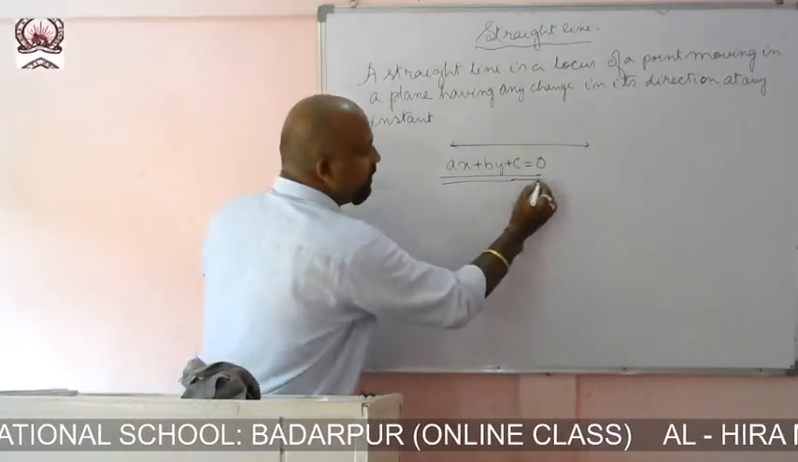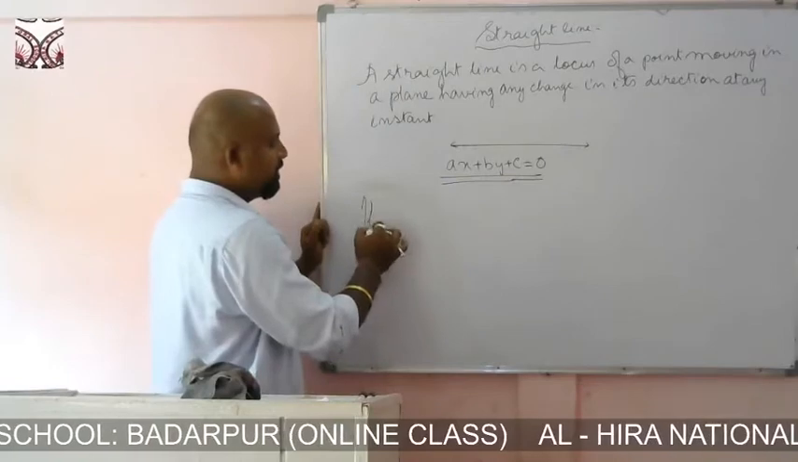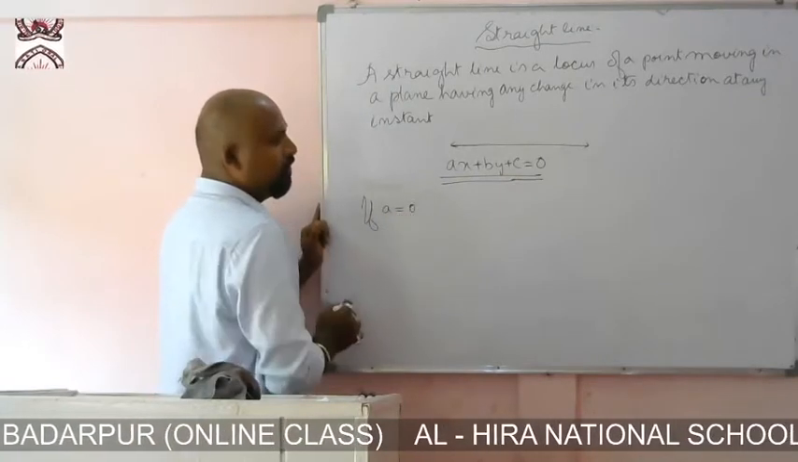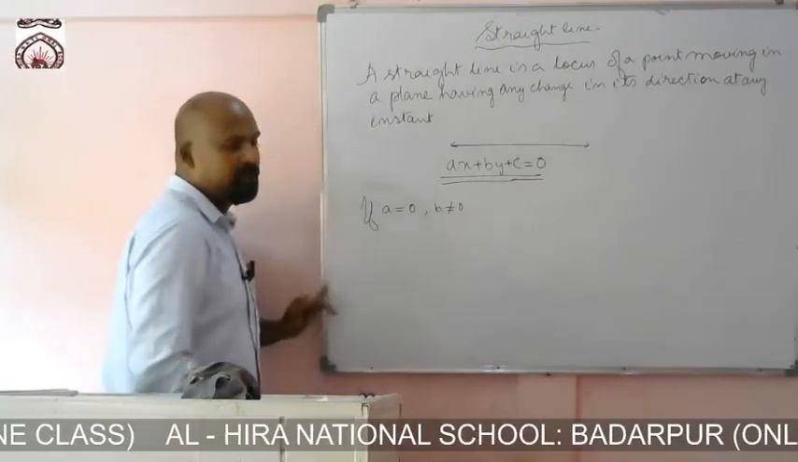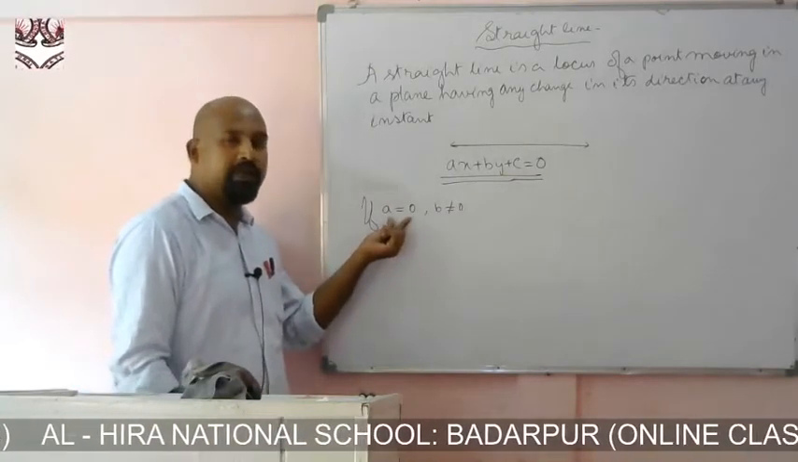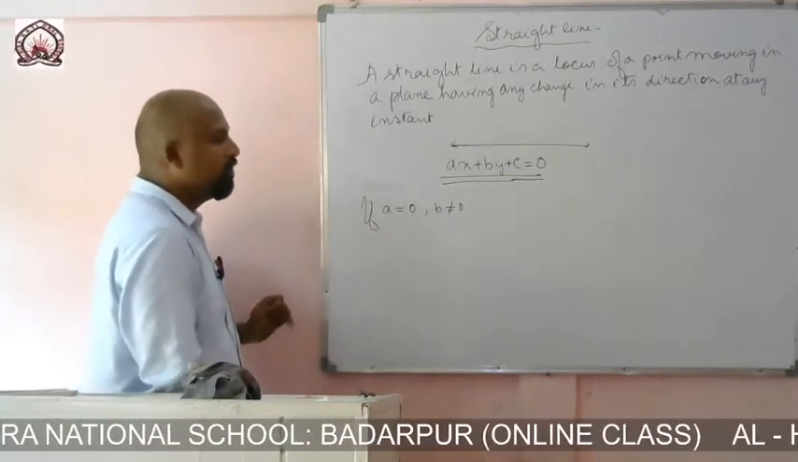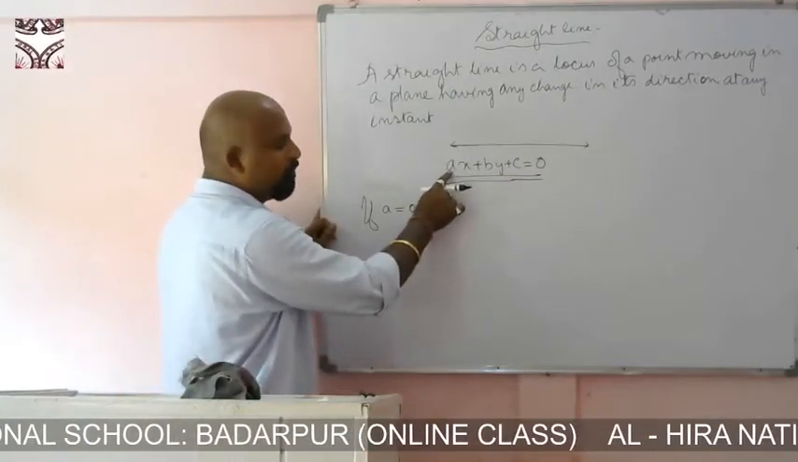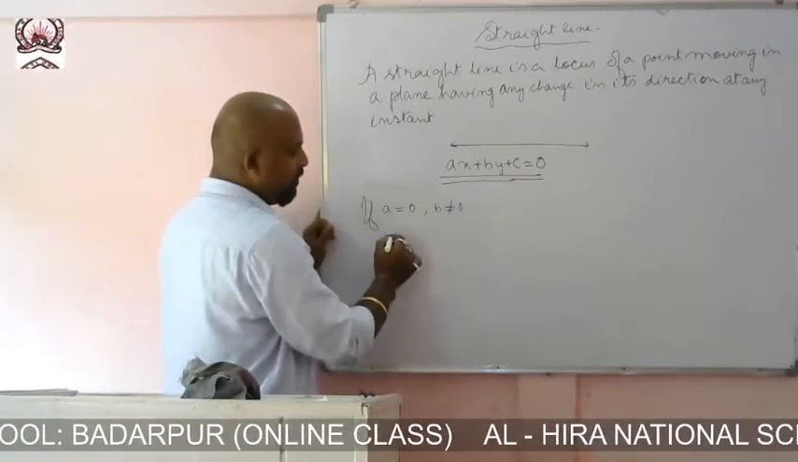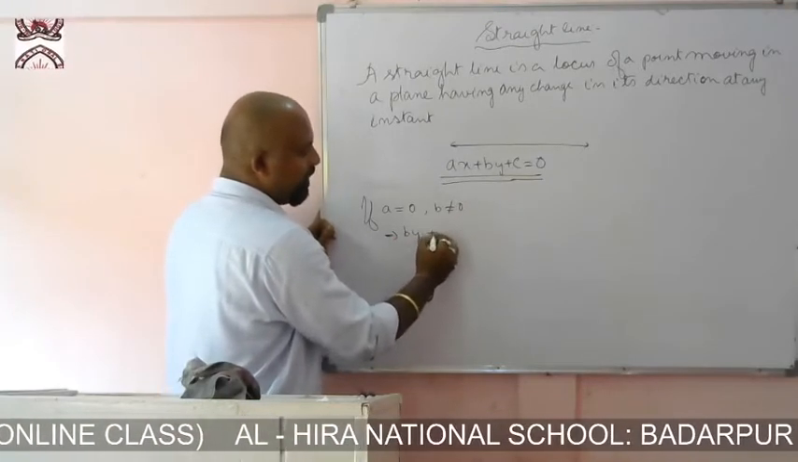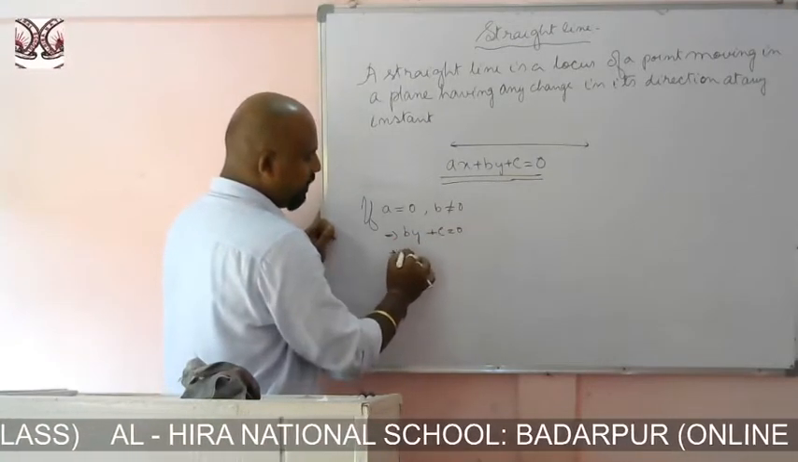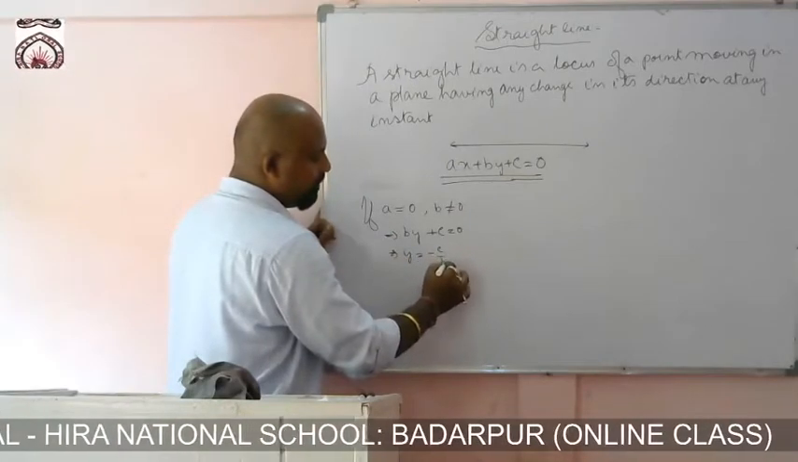Now, if I consider a equal to 0 and b not equal to 0, as the condition. Okay. Then what are we getting? If I put the value a equal to 0, we get By + c = 0. Then y equals what? y = -c/b.